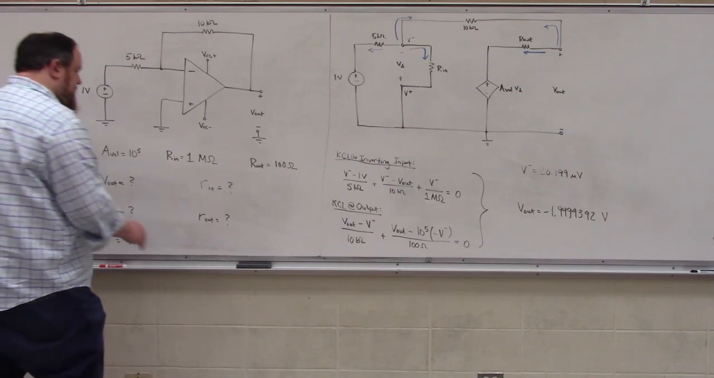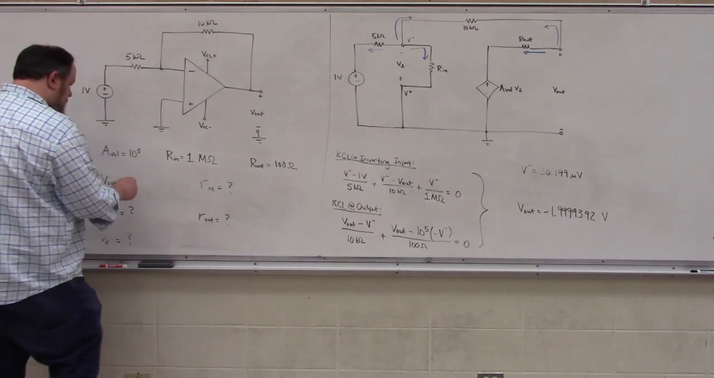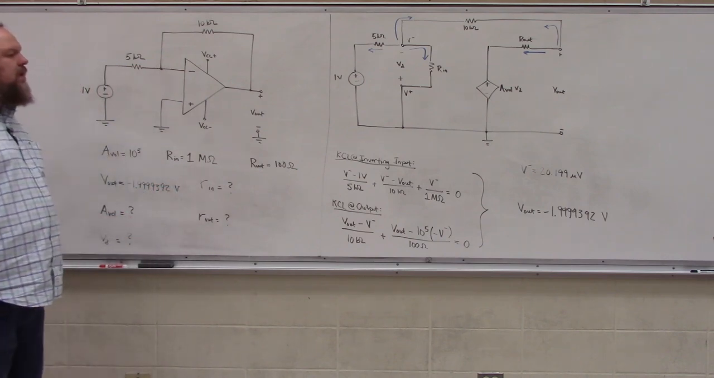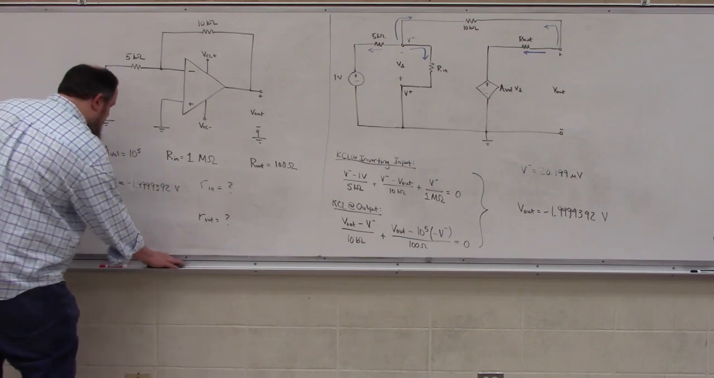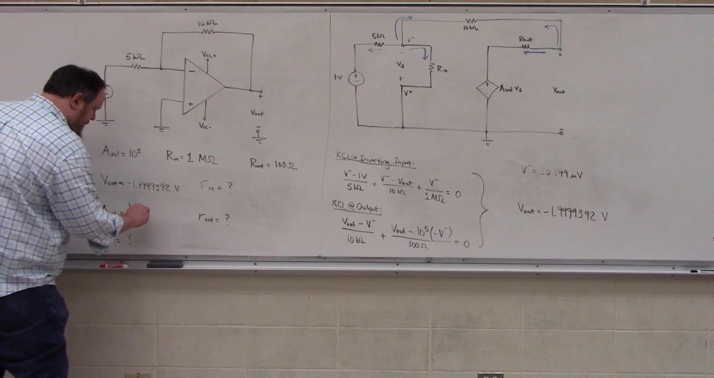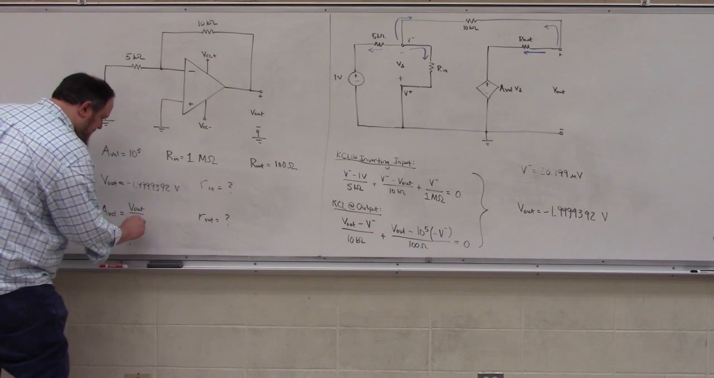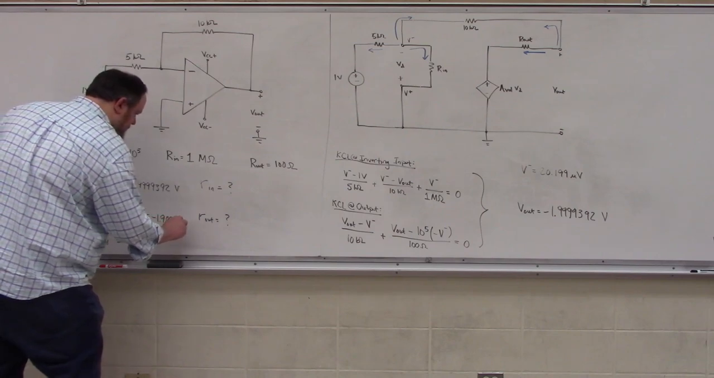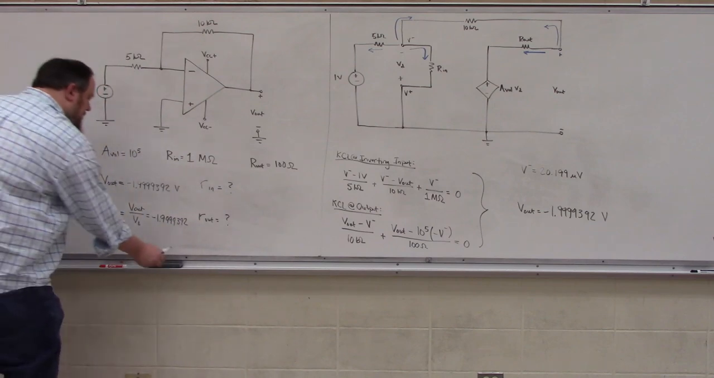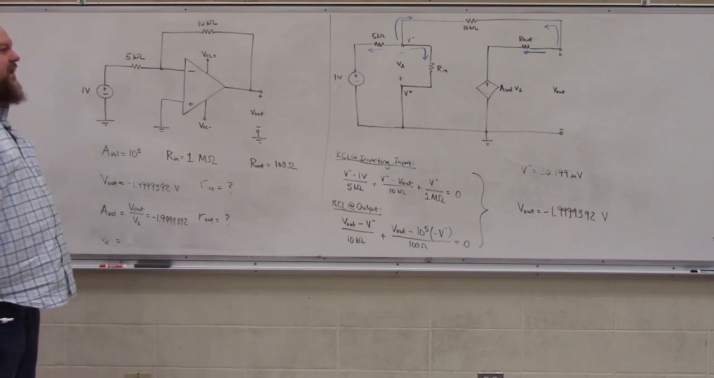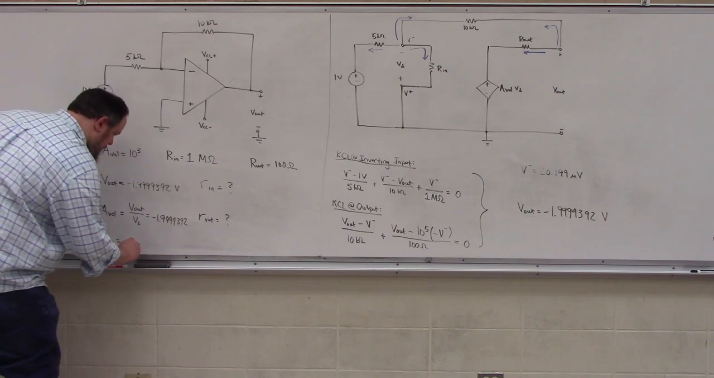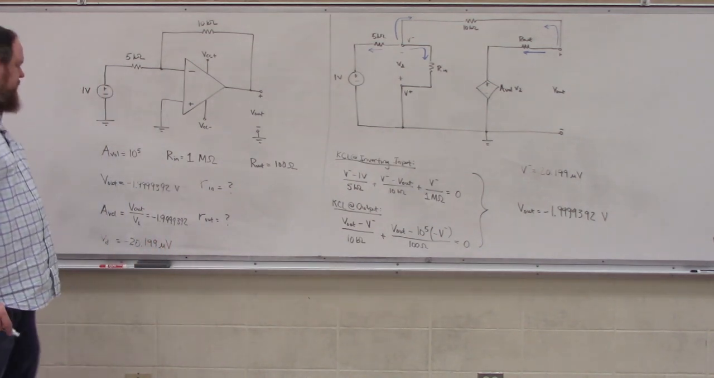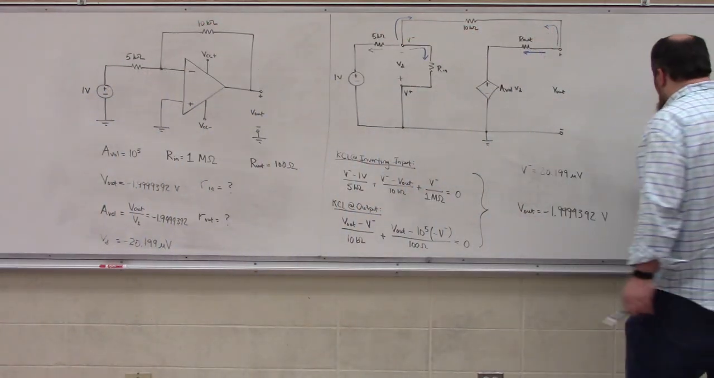For instance, I know what my output voltage is already, so I can replace this question mark with negative 1.99999392 volts. My closed loop voltage gain is defined to be the output voltage divided by the voltage that I applied at the input, so I'm going to call this V source, which in this case is going to be negative 1.99999392 volts per volt. My differential voltage VD, again, is going to be negative V minus, so that's negative 20.199 microvolts. So I only have two quantities left to solve for.